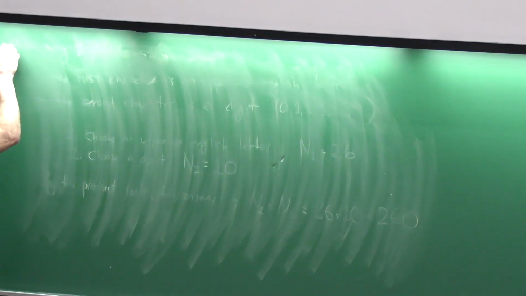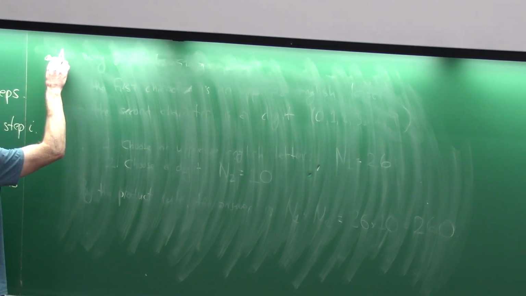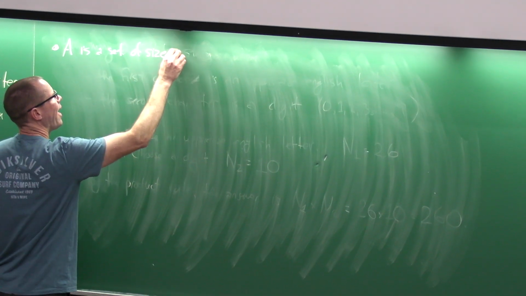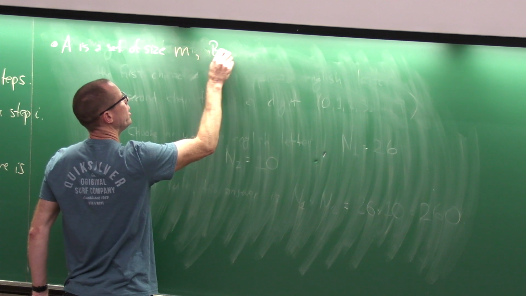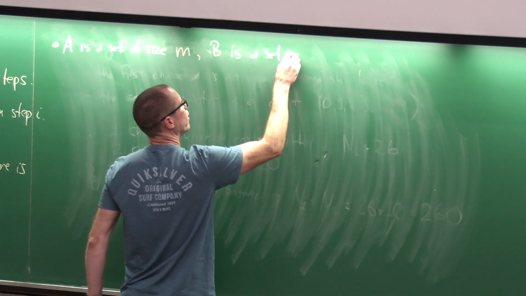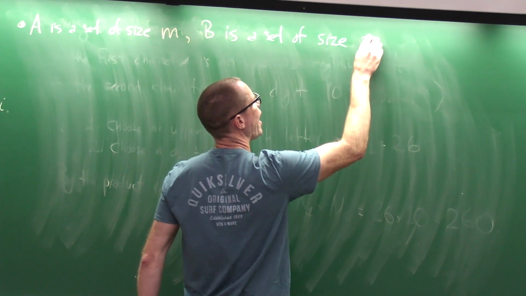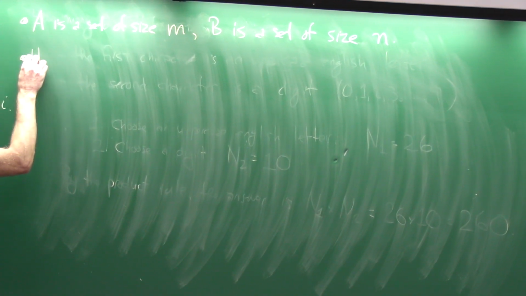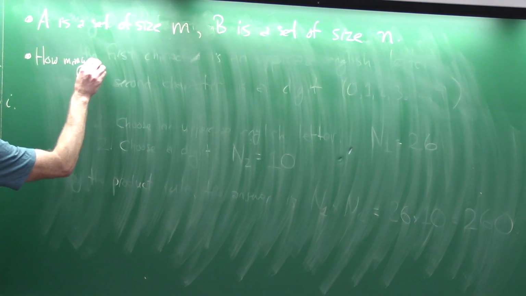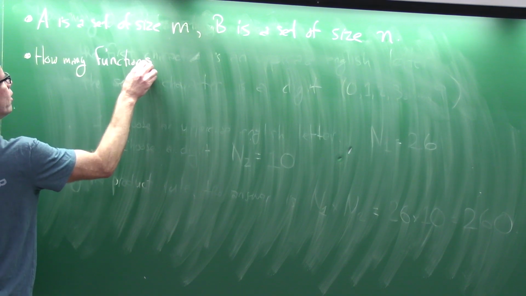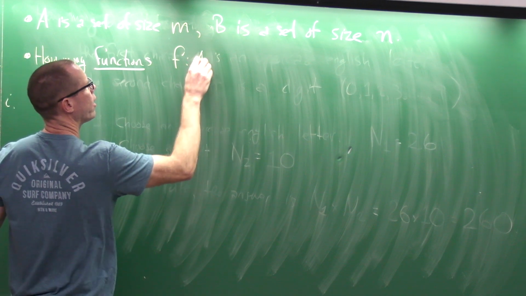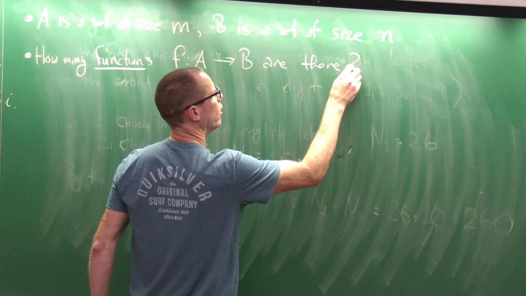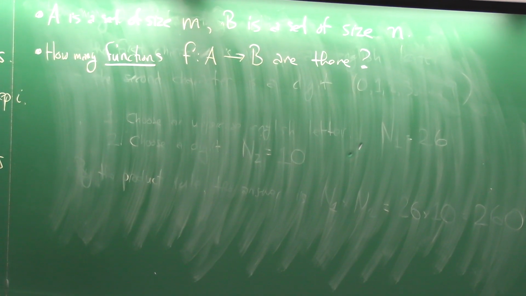So let's start with two sets. A is a set of size M. B is a set of size N. How many functions from A onto B are there? So what does that even mean?